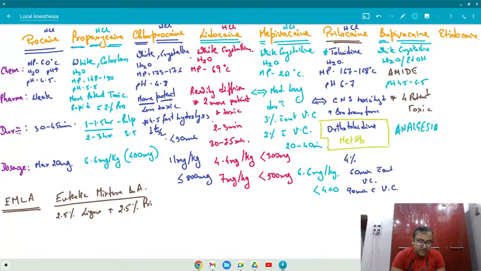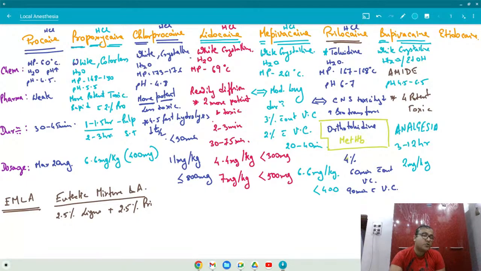And its duration can be 3 to 12 hours, depending on what you want. You want loss of sensation, then initially there will be loss of sensation. But when loss of sensation is going away and the person is gradually getting back the sensation, analgesia is still there. So such a huge range of duration of action, 3 to 12 hours. And then the maximum dose is 2 milligram per kg, of course with vasoconstrictor.